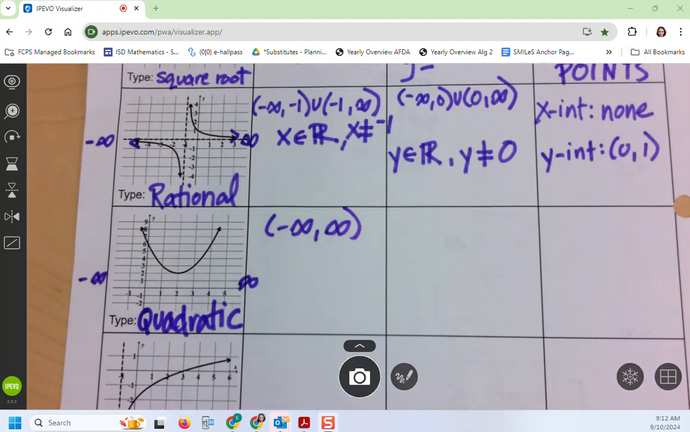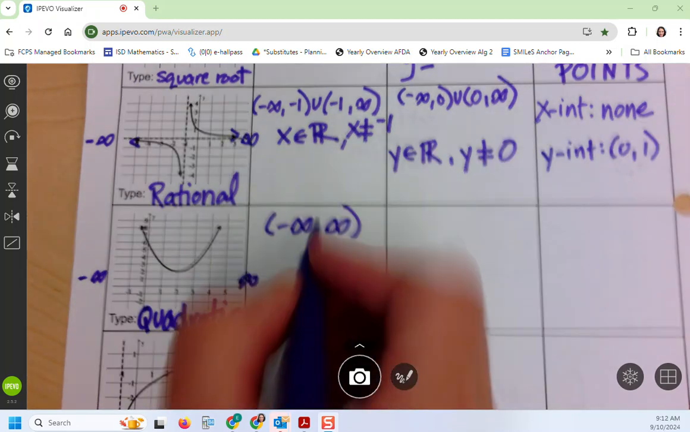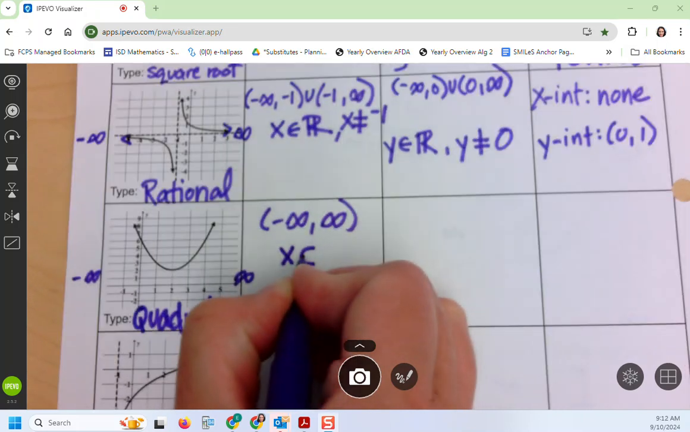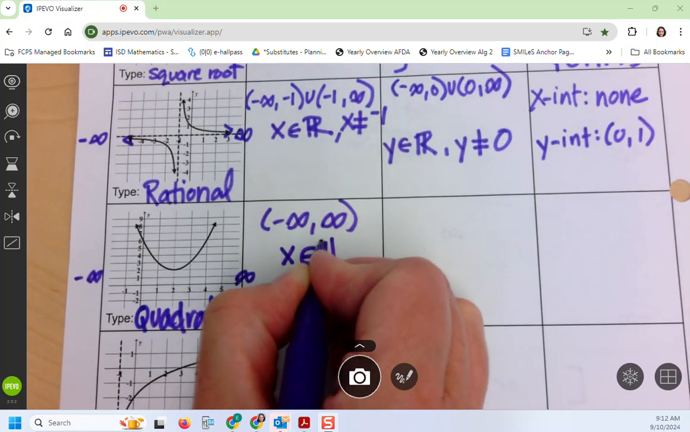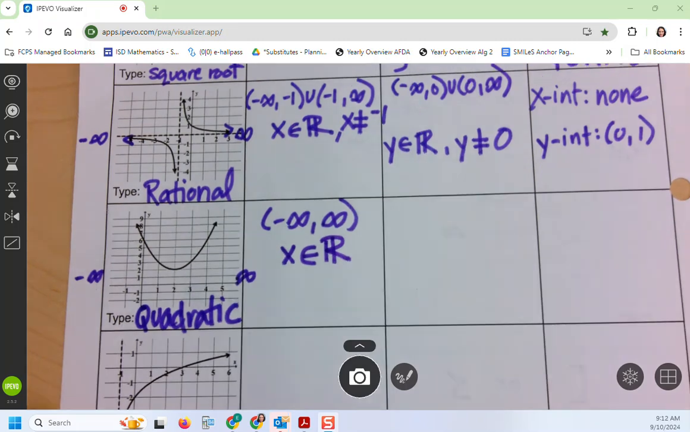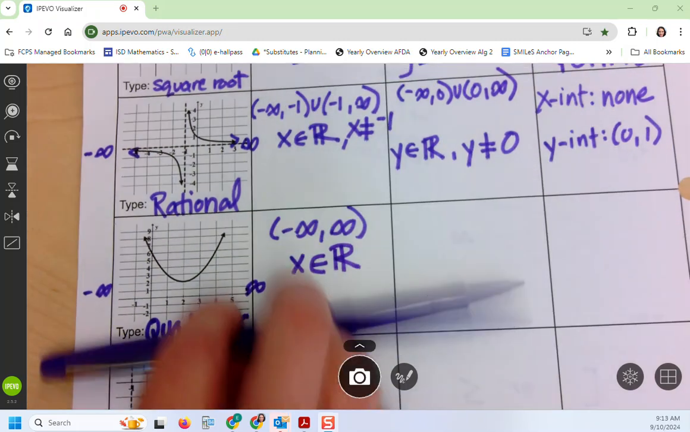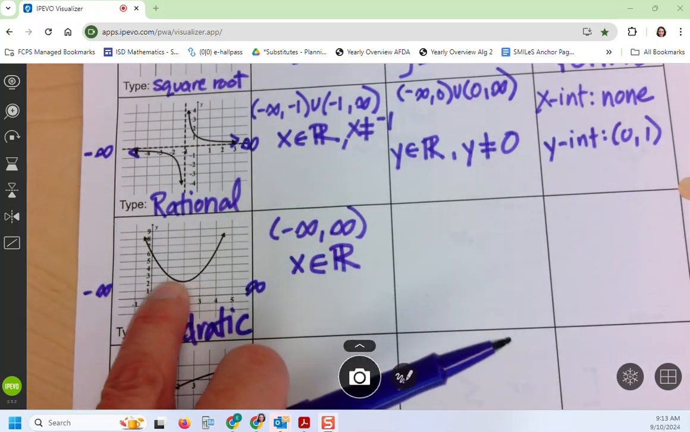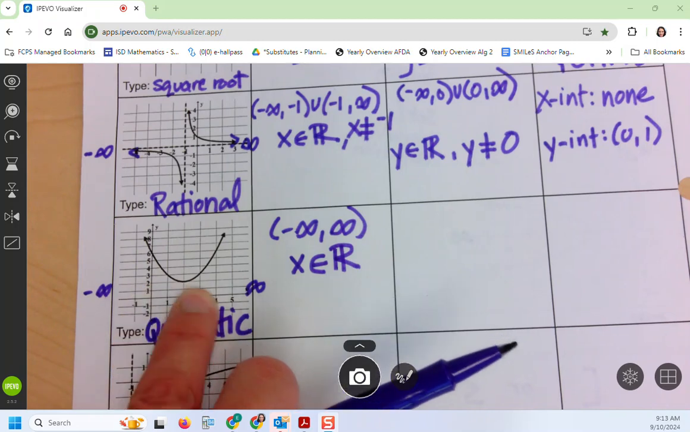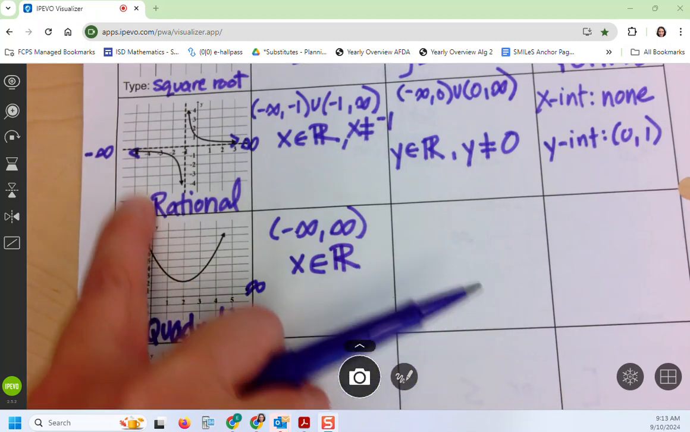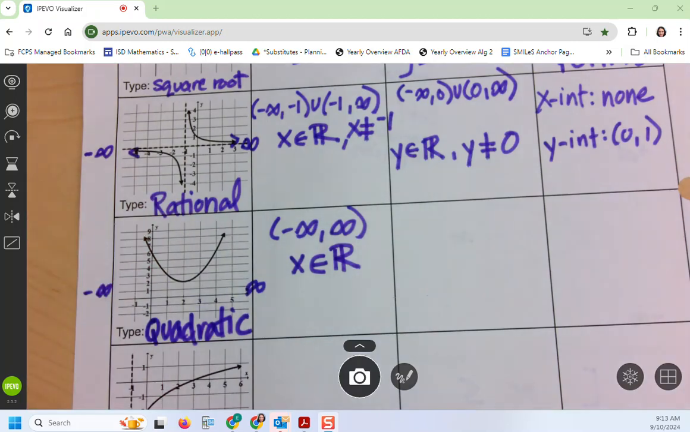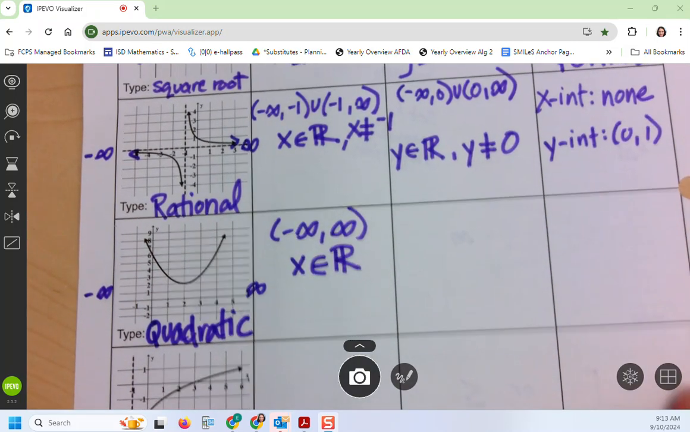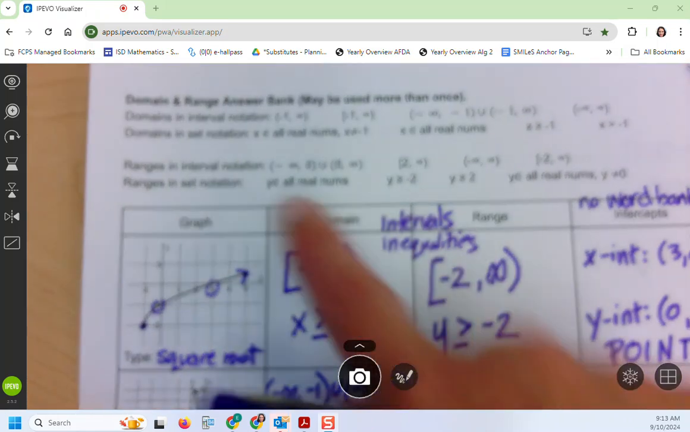The way you write that in set notation is x is an element of all real numbers. You can write the words all real numbers out. All right, the range does have a lowest point. It's right here. And if you look over here, you can see that the range starts at the number 2. And then these arrows go up to infinity. The R means all real numbers? It does, yeah.